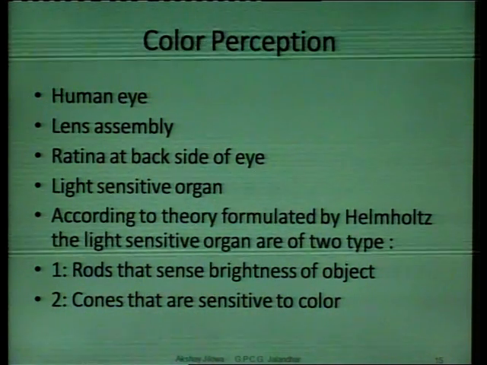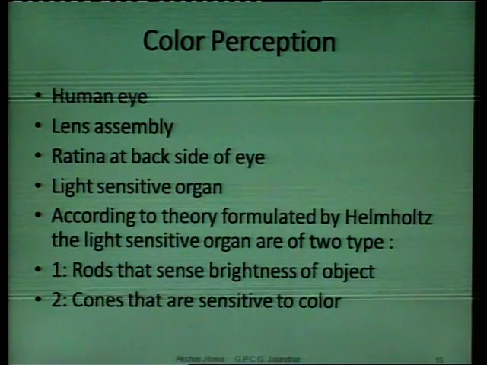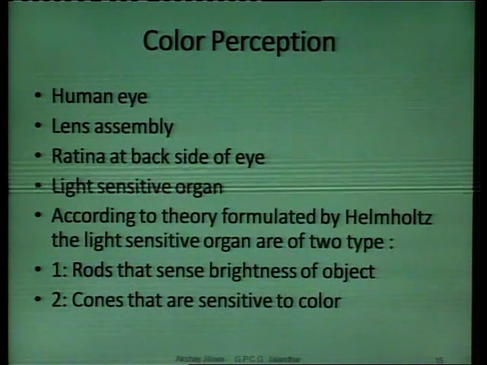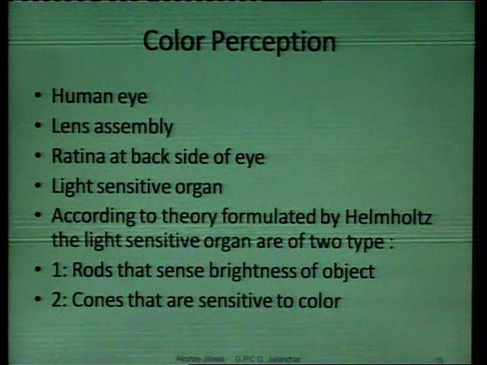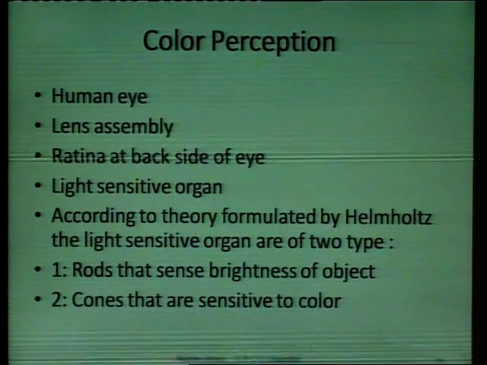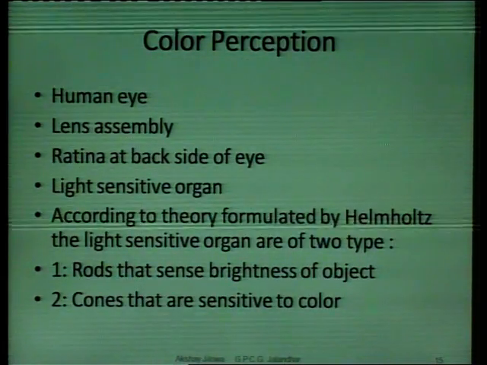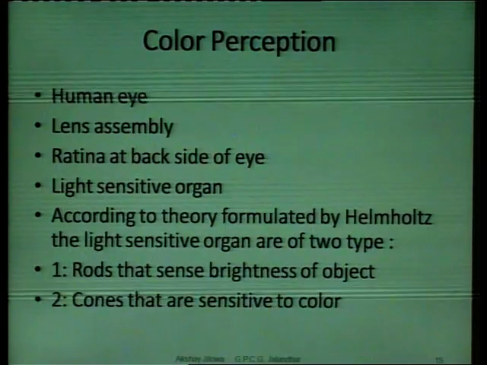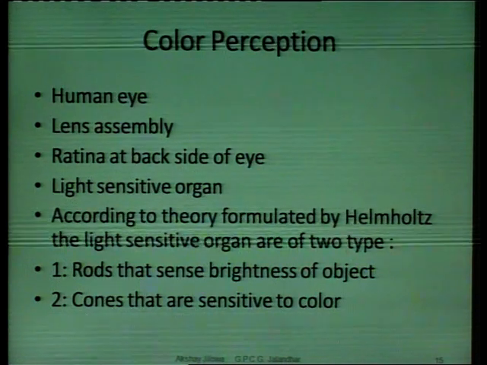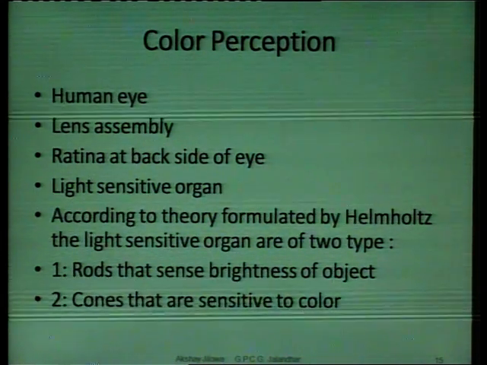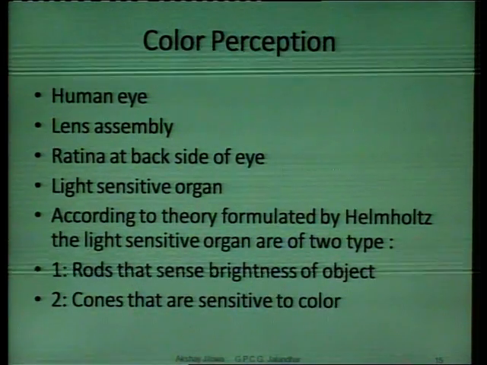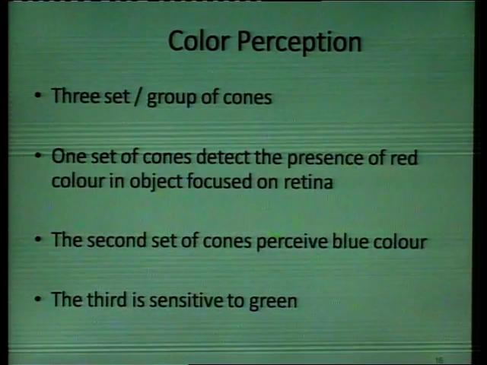Rods, these are the vertical rods. These are sensitive to the brightness of the object, so they sense how much brightness is there. Whenever we see that something is very bright or not so bright, it is due to these rods sensing the intensity of brightness. And then we have cones, and these cones are sensitive to color. So, cones for color and rods for brightness.